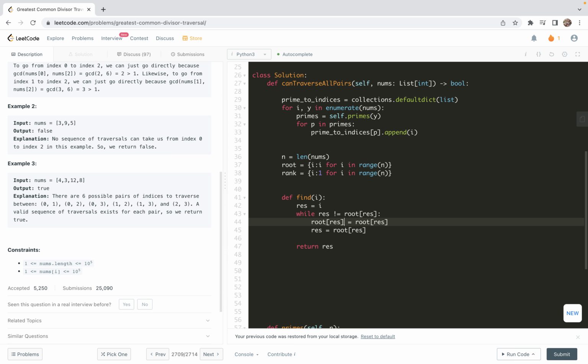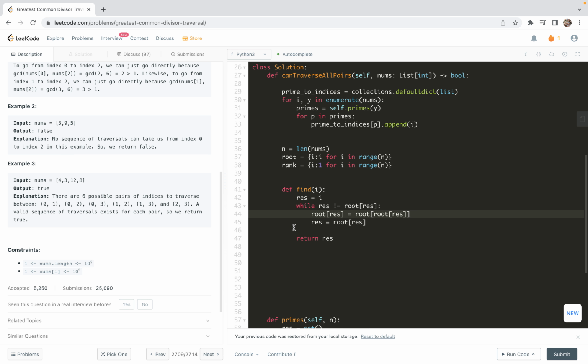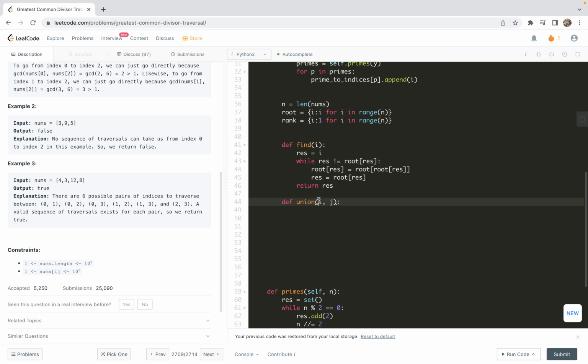So let me first define the find method, which is very routine, right? I'm going to initialize a result variable, and then we check if result does not equal root of result. Then we're going to do this, right? We are going to retrieve along the chain. Then we return the result. In order to accelerate, we can use path compression.